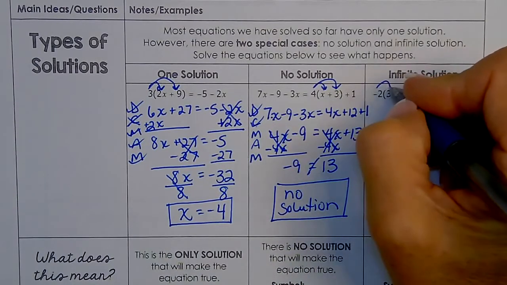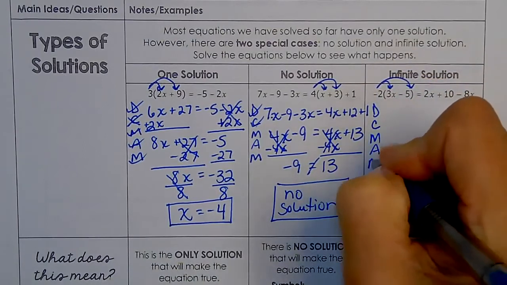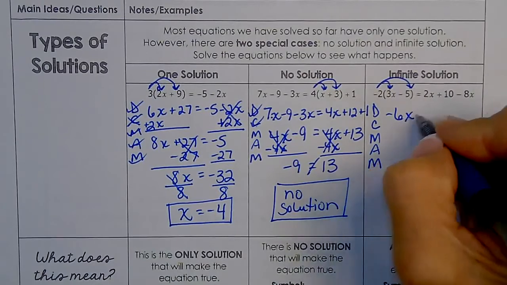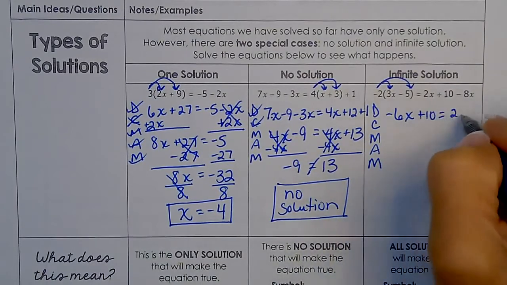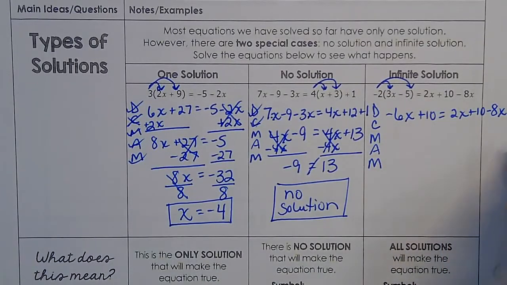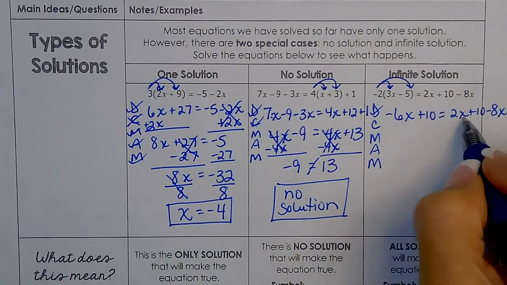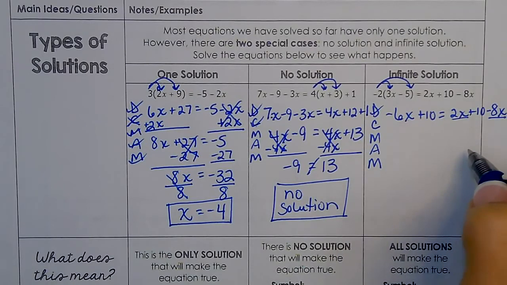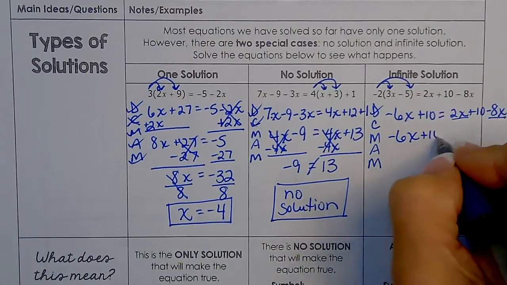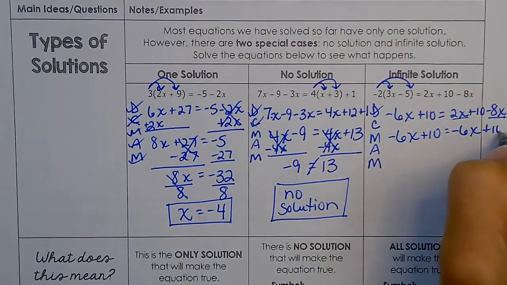Infinite solution. So we're going to start, oops, forgot my checklist. "Don't call me after midnight." So we're going to distribute, -6x plus 10. Okay, now I'm going to combine like terms. I can't combine these. On this side, I can combine those to get -6x. So let's rewrite, putting those together to get -6x.